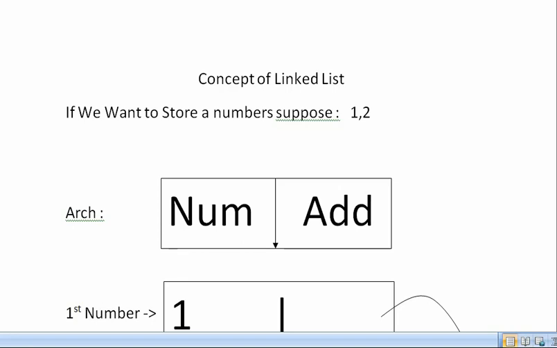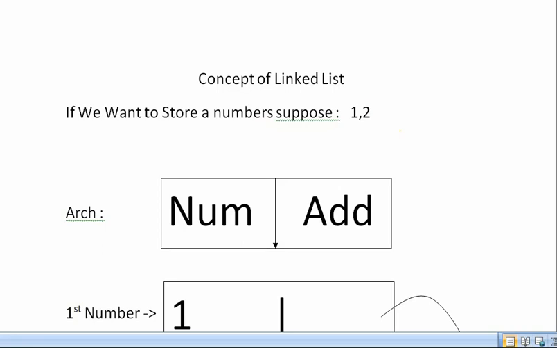Hello guys, we have already talked about this: a linked list is not a contiguous allocation of memory. So if the linked list is not a contiguous allocation in memory, how is the data connected? We will look at how the data is connected in the linked list. Suppose we want to store two numbers, 1 and 2. How can they be connected if they are not contiguous in memory?